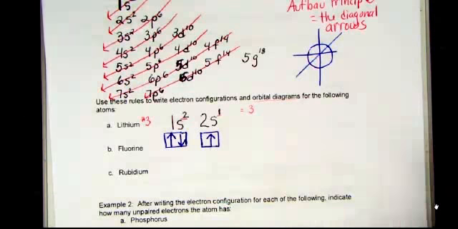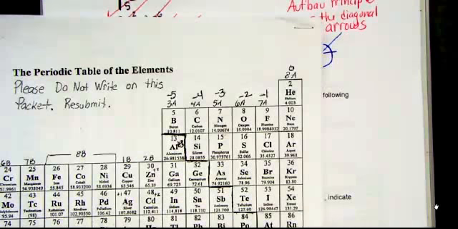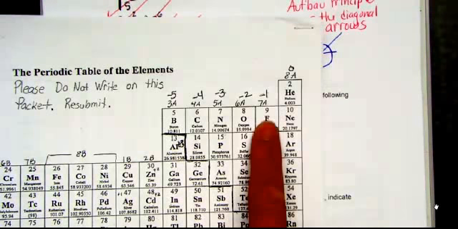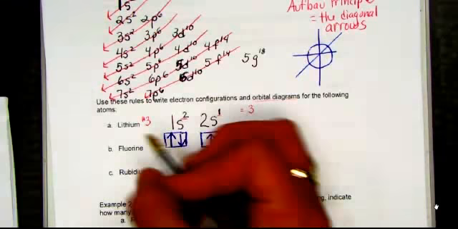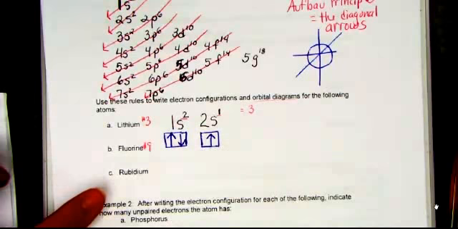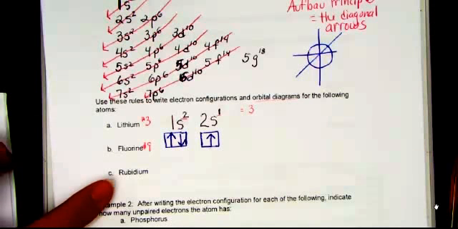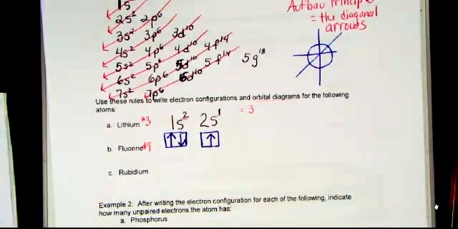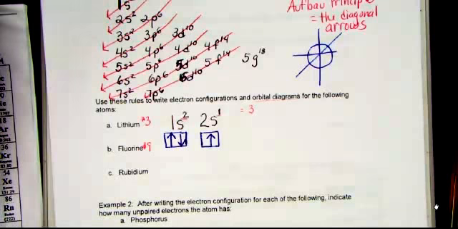Let's try another. Find fluorine on your periodic table, and you'll see it's number 9. Number 9 tells me we have 9 electrons to write for. Remember, every atom has a unique number of electrons, so every atom has a unique electron arrangement called an electron configuration.